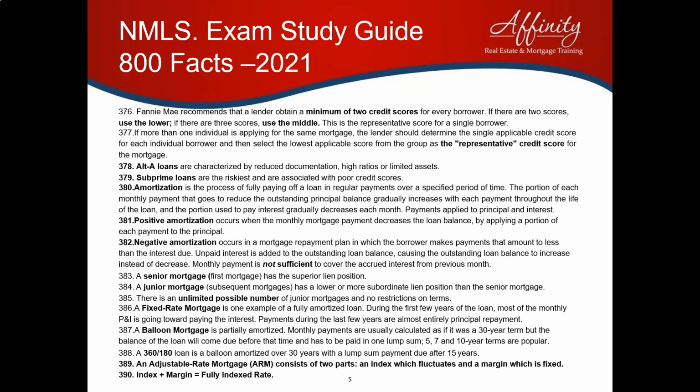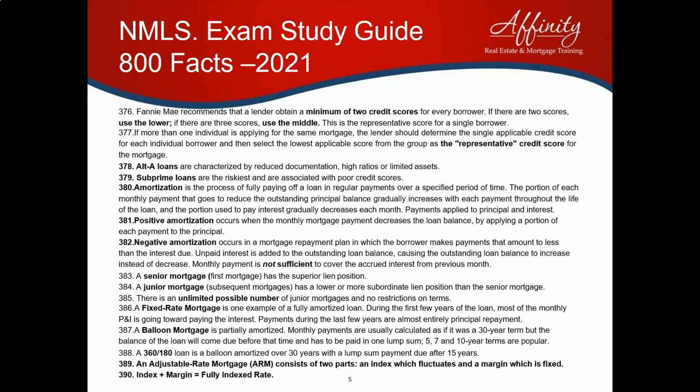Positive amortization occurs when the monthly mortgage payment decreases the loan balance by applying a portion of each payment to the principal. Negative amortization occurs in a mortgage repayment plan in which the borrower makes payments that amount to less than the interest due. Unpaid interest is added to the outstanding loan balance, causing the outstanding loan balance to increase instead of decrease. The monthly payment is not sufficient to cover the accrued interest from the previous month.